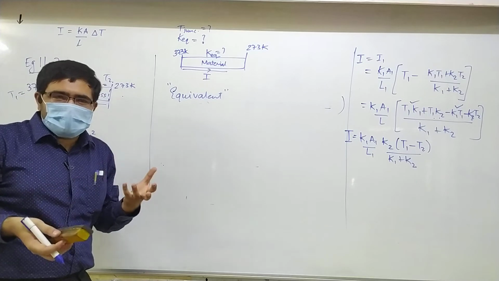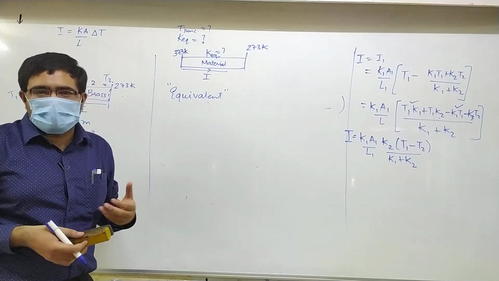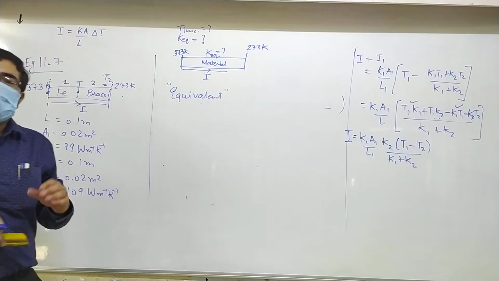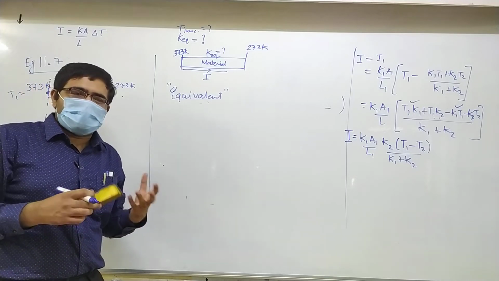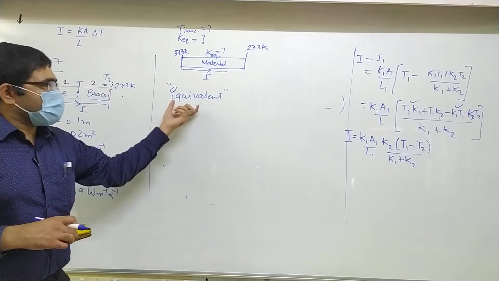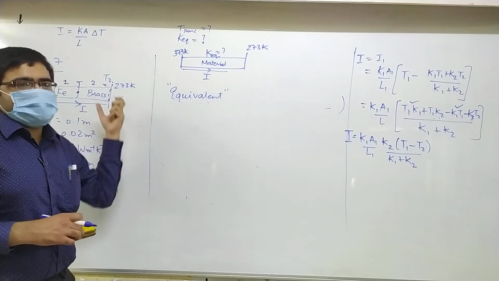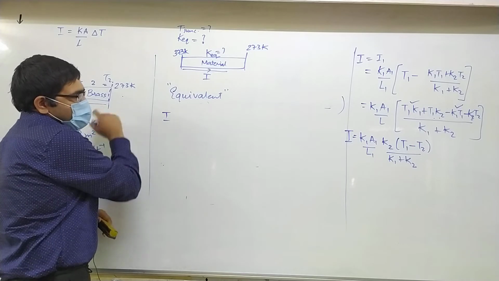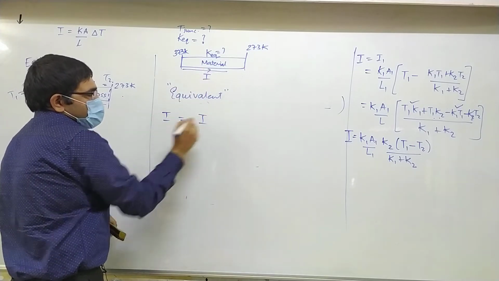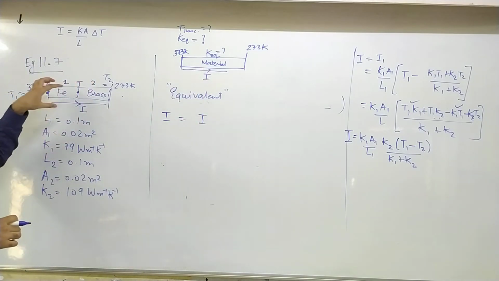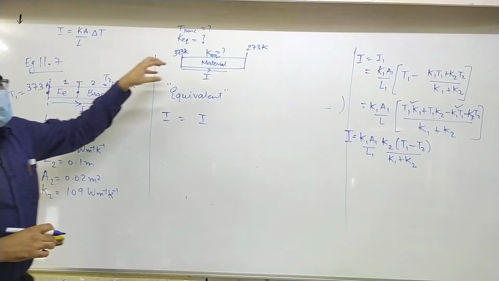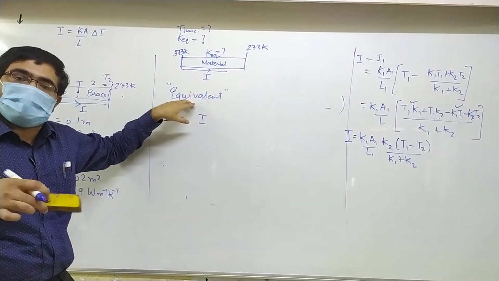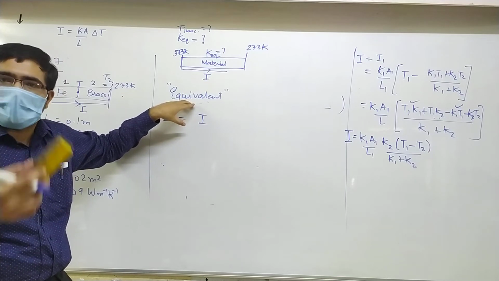We have had this word equivalent recently as well. For example, if you remember the water equivalent of a copper calorimeter. So again, equivalent means it should behave in same way as this. So I here should be same as I here. I in this situation should be same as I in this situation. Then we say that it behaves equivalently or it behaves as equivalent.